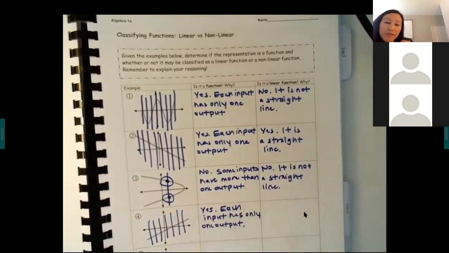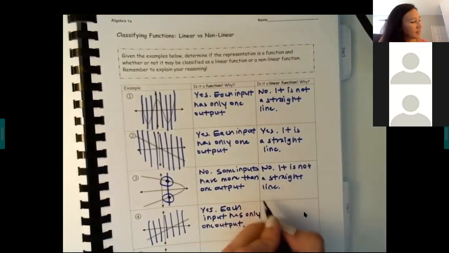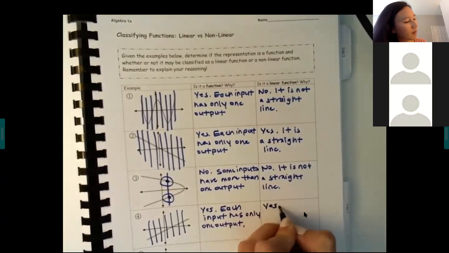And is it a linear function, Lenny? Yes. How come? Because it has a straight line. Yep, it's a straight line.